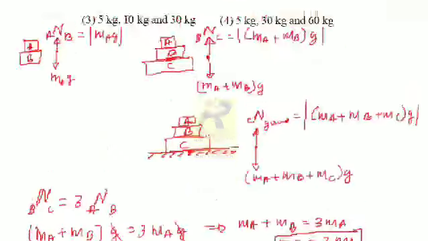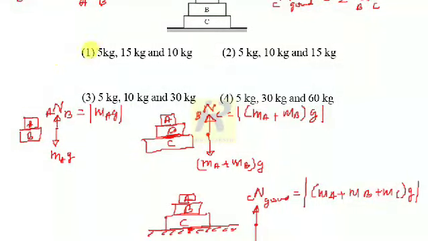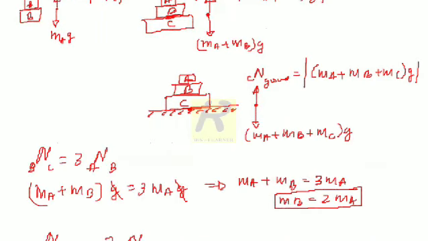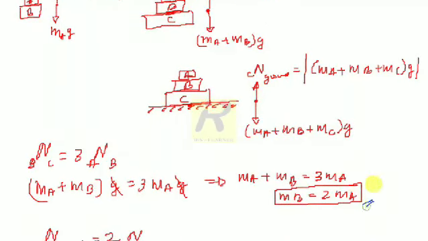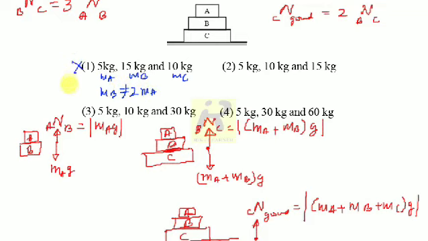So when I search these things in the options, look into option A. The first term is MA, second term is MB, and this is MC. So from our condition, what we got here is MB is 2 times MA, right? So MB must be 2 times MA. This is wrong, right? So MB is not equal to 2 times MA. So I can avoid this option.